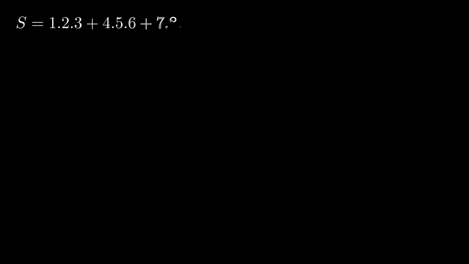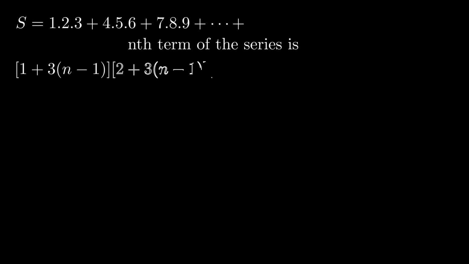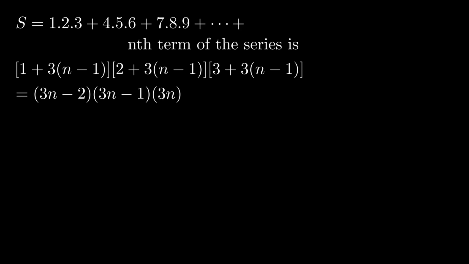Let's explore the summation series. We start with the sum. The nth term of the series is (3n - 2) times (3n - 1) times 3n. Further, we can write this as 27n^3 - 27n^2 + 6n.